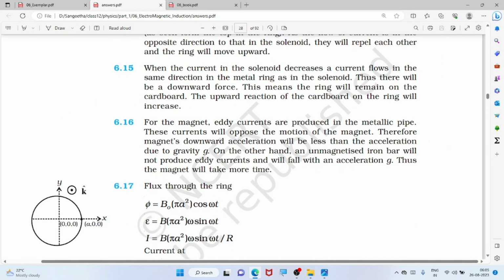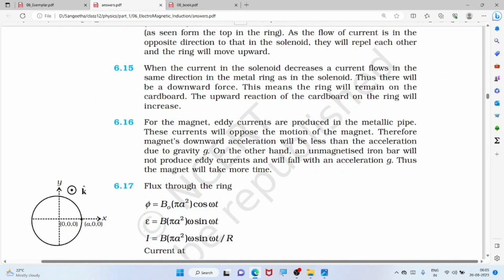When the current in the solenoid decreases, a current flows in the metal ring in the same direction as in the solenoid. Then there will be a downward force. This means the ring will remain on the cardboard, and the upward reaction of the cardboard on the ring will increase.